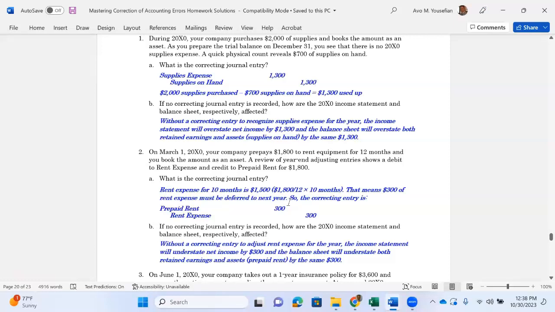So the correcting entry would be what? I hope you have a paper right now, and I hope you are posting this to the T account so you can understand what's going on.